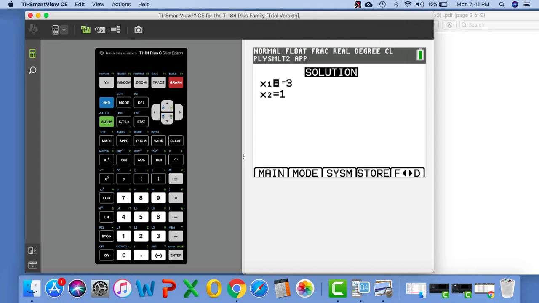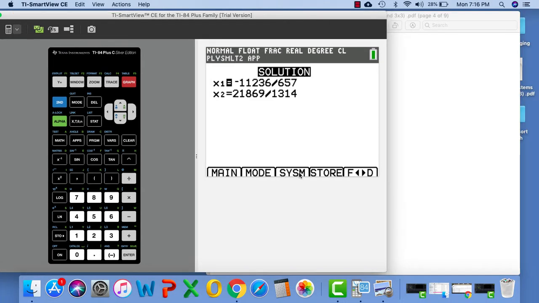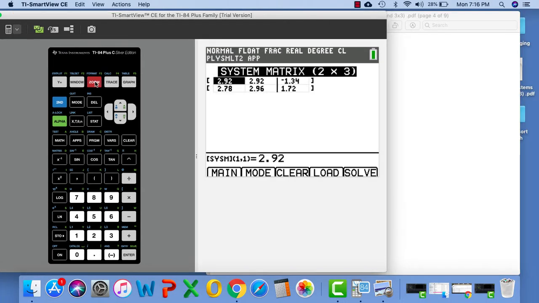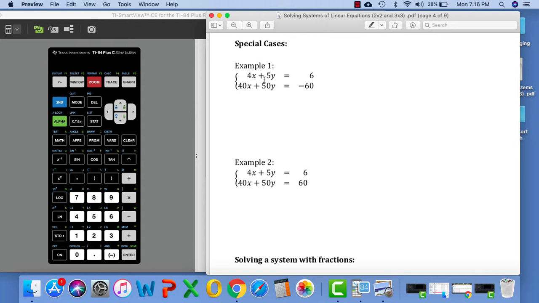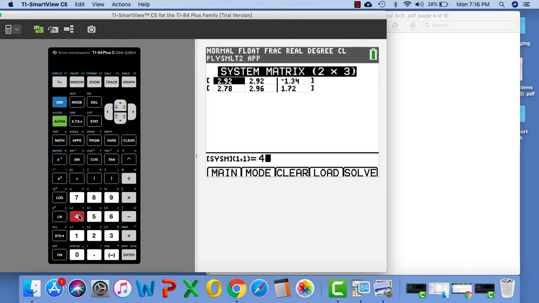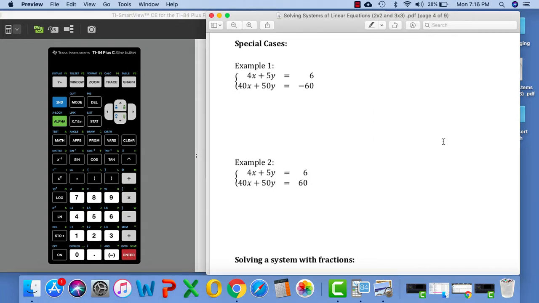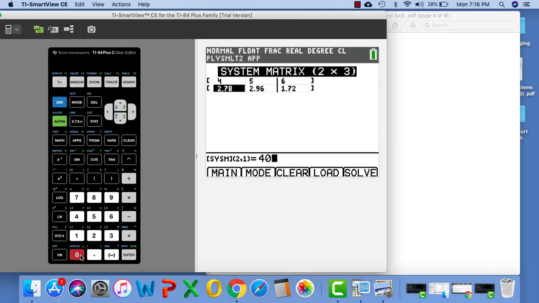Now let's look at what happens when we have our special cases. I'm going to go back and change my system. So that's over my zoom button, so I'm going to hit zoom. And then I can put those values in again for my new system. So I have 4, 5, and 6 for my coefficients across the top. And then across the bottom, I have 40, 50, and -60. And if you recall, this system didn't have a solution. This was a special case of no solution.